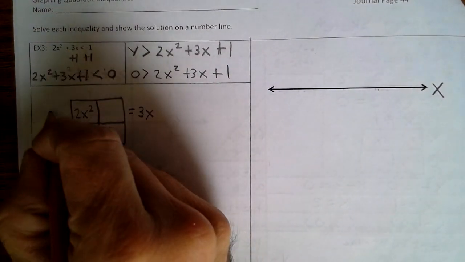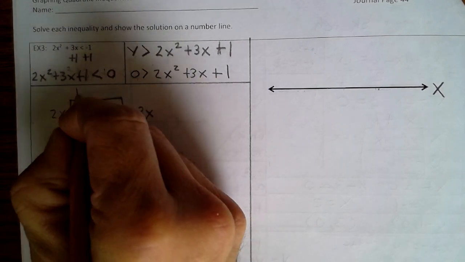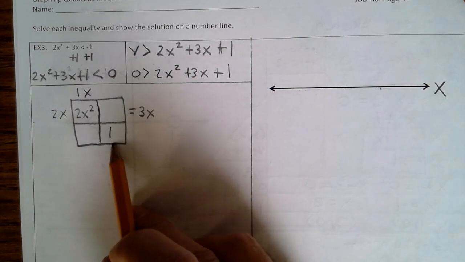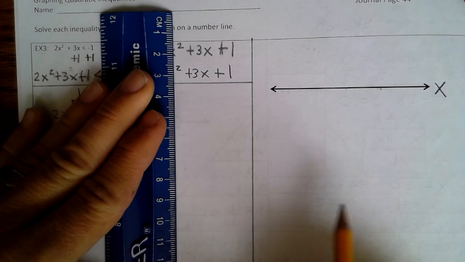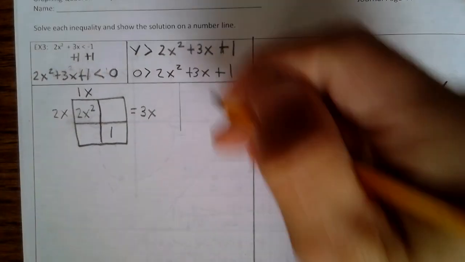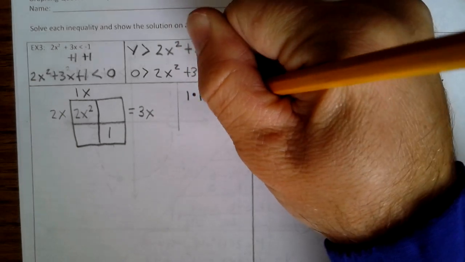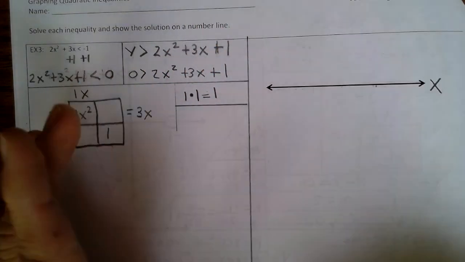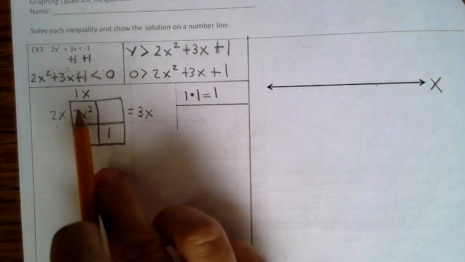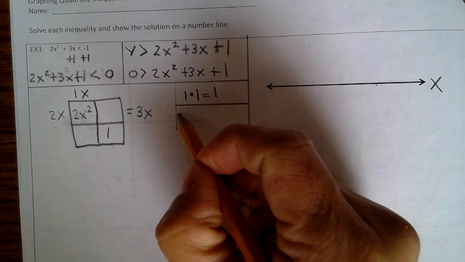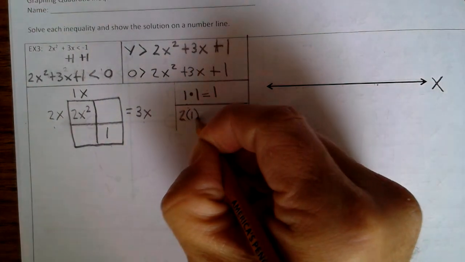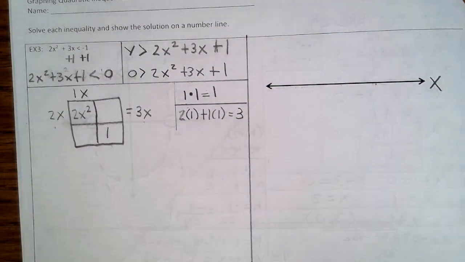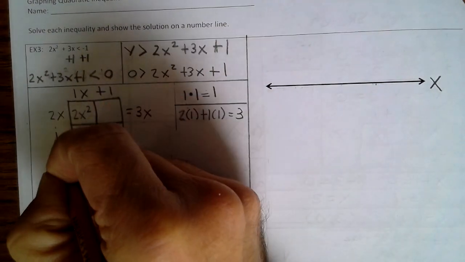All right, so we know that 2x times 1x gives you 2x squared. Now we need to find all the combinations to multiply to 1. Well, that's real simple. There's only one combination that makes 1: 1 times 1 is 1. Now we need to multiply 2 by the first number and 1 by the second number and see if we get a combination of 3. So 2 times 1 plus 1 times 1, well, that's 2 plus 1 is 3. So our factors are plus 1 and plus 1.